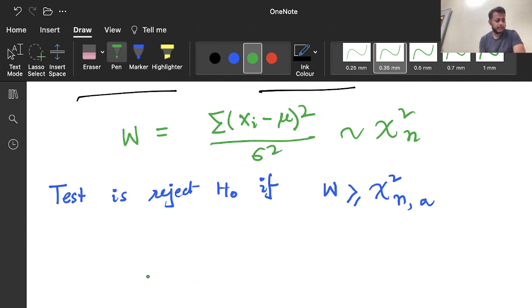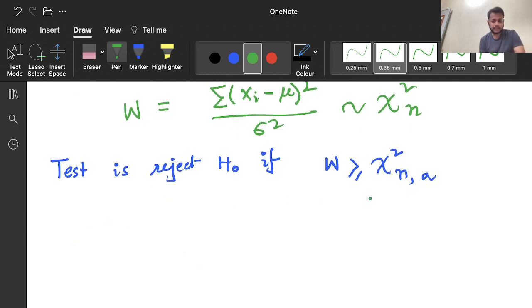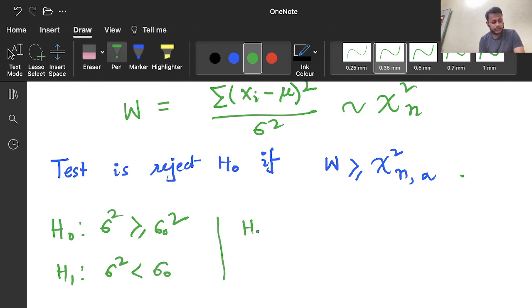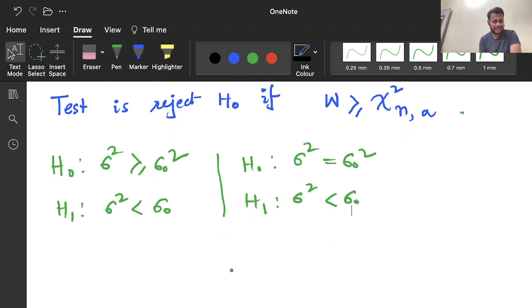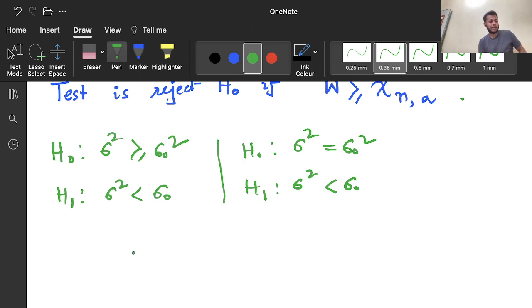This is the first one. Now the second kind of test can be: H0 is sigma square greater than or equal to sigma0 square and H1 is sigma square less than sigma0 square; or H0 is sigma square equal to sigma0 square and H1 is sigma square less than sigma0 square. For both of these hypotheses, the test is as follows.